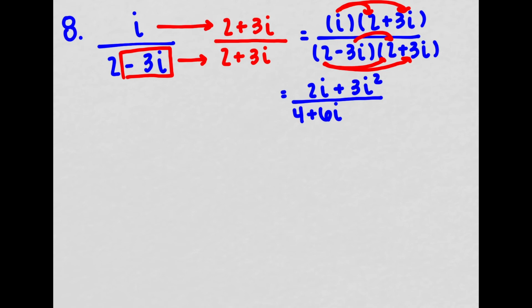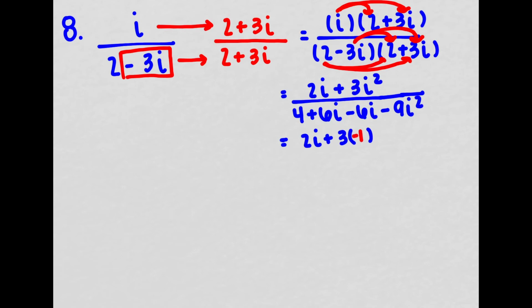Negative 3i times 2 is going to give me a negative 6i. And finally, negative 3i times a positive 3i gives me a negative 9i squared. This next step that I'm going to do is get rid of those i squareds. So 2i plus 3, and instead of i squared, remember, we're going to write negative 1.